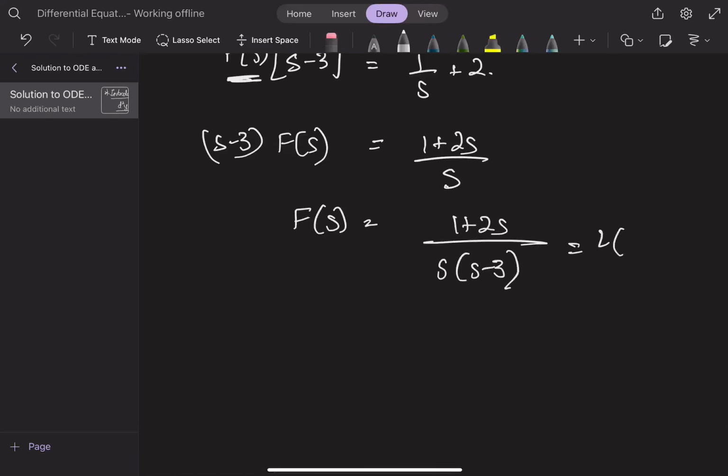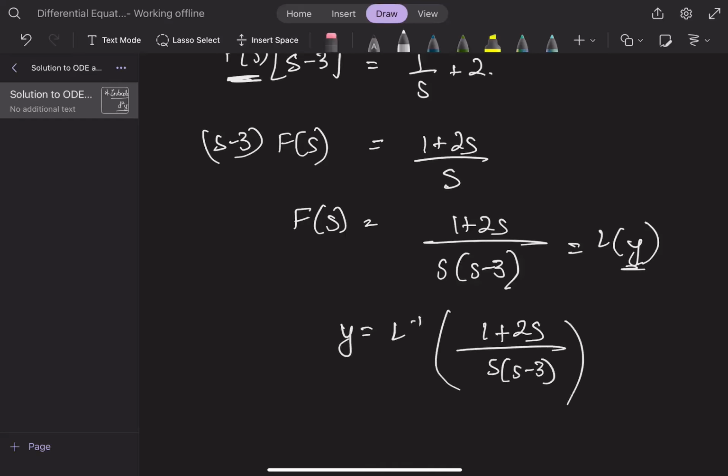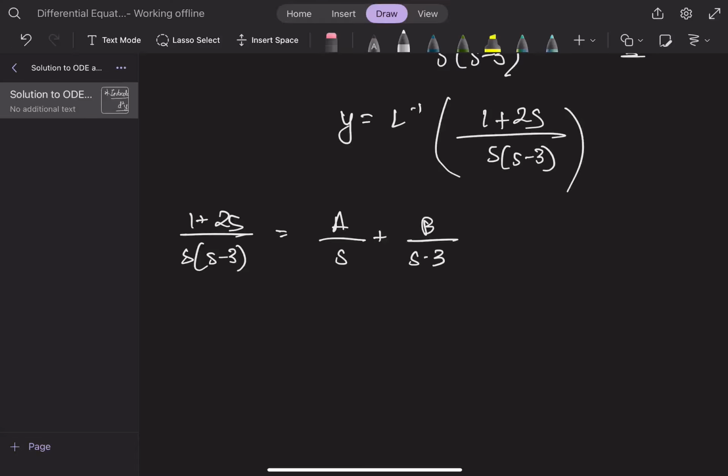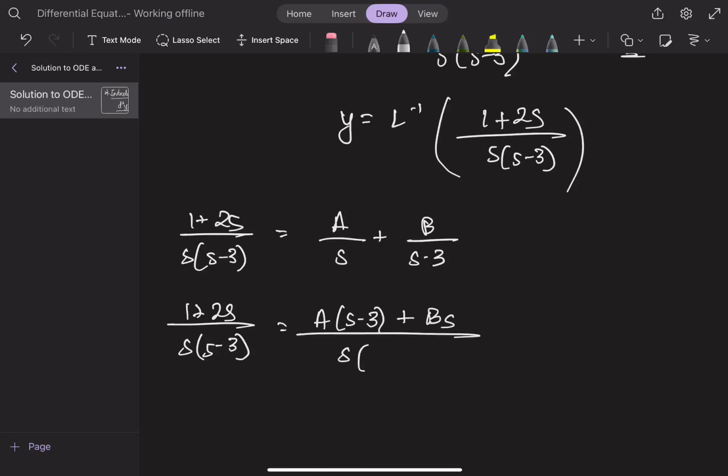So this is Laplace of y. So how do I find y? So for finding y, I just need to take the Laplace inverse of this entire term. So let's use partial fractions to do this. (1 plus 2s) divided by s into (s minus 3) is equal to A upon s plus B upon (s minus 3). Now let's take the LCM so that the terms get cancelled out. A multiplied by (s minus 3) plus B multiplied by s, upon s into (s minus 3).